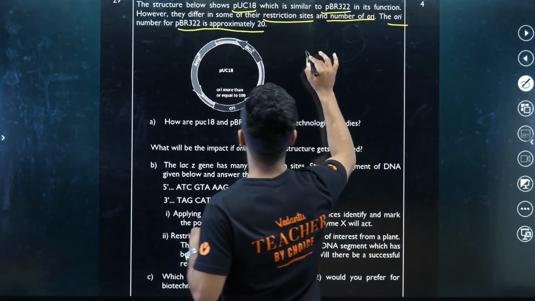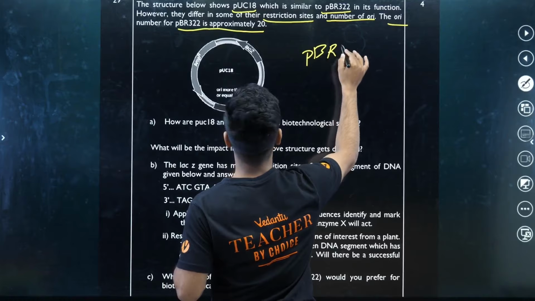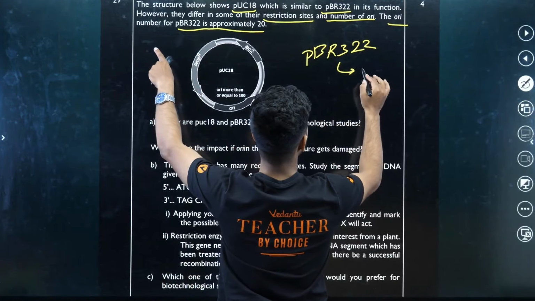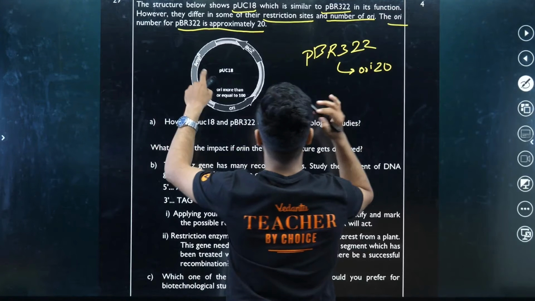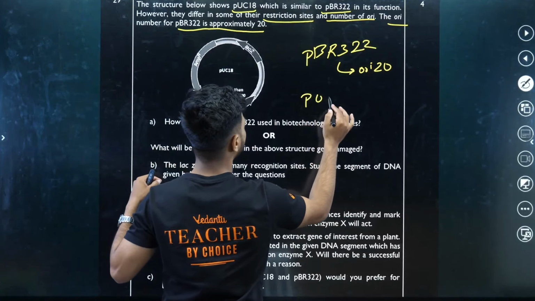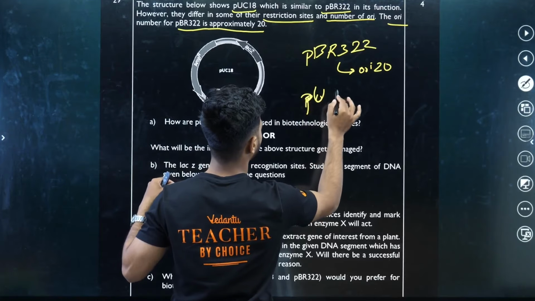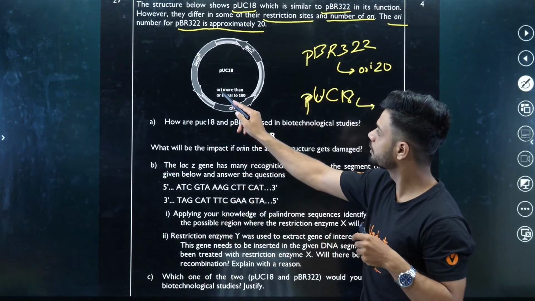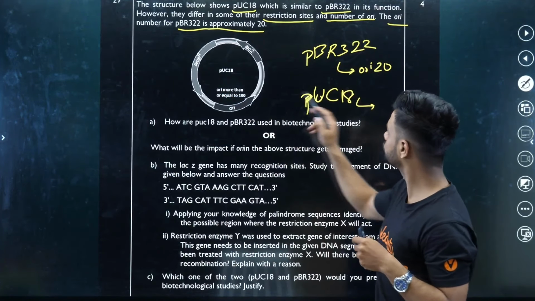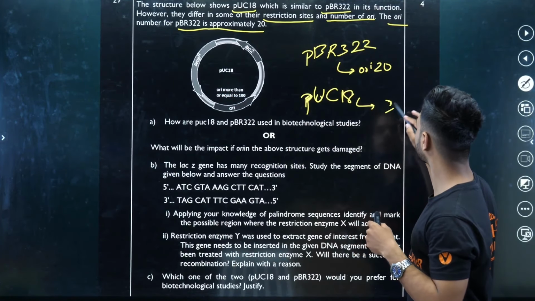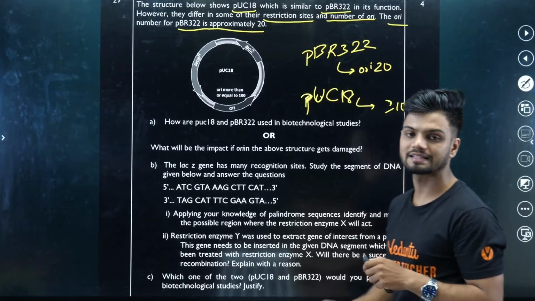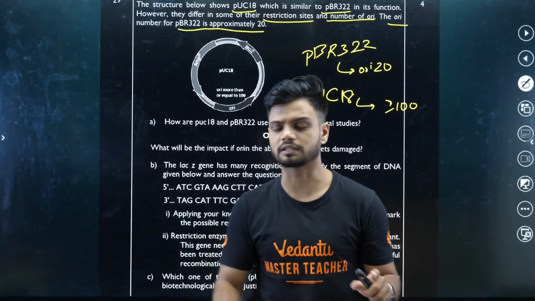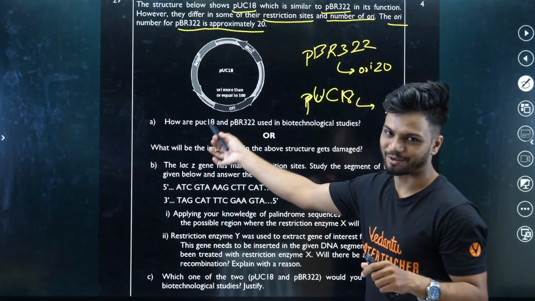The copy number of ori of pBR322, let me write down here, approximately how many ori sites? 20. But pUC18 has an approximate copy number of ori of more than or equal to 100. So more than or equal to 100 ori sites are present in the case of pUC18. Both are your plasmid vectors. Let's get to the question now.